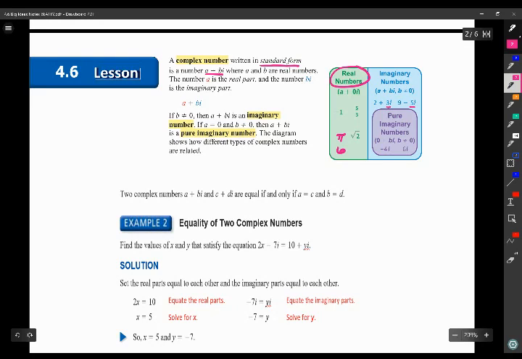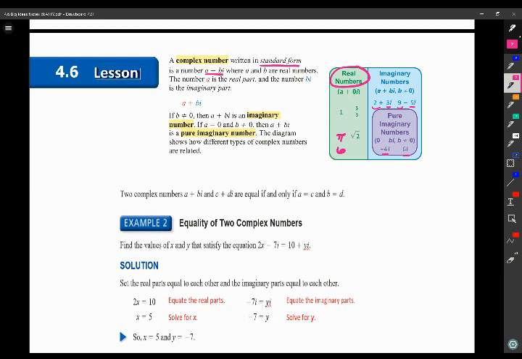And then pure imaginary numbers are as if you don't have a real part. So you only have the imaginary. So imaginary numbers have a real part and an imaginary part. Pure imaginary numbers only have an imaginary part. And real numbers only have the real part, so the imaginary part is 0. So what we're going to do is use those ideas in order to simplify.